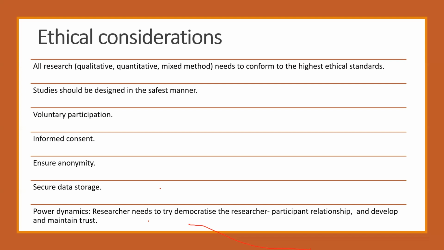But with qualitative research, there will be power dynamics. The participants may feel inferior to you. So you've got to try and make the whole process as democratic as possible, because you want participants to tell you what they really feel. You don't want them to be scared of you and not tell you things, and you don't want them to tell you what they think you want to hear. So you have to be as democratic as possible, and to do this, you've got to develop and maintain a trust between you and the participant.